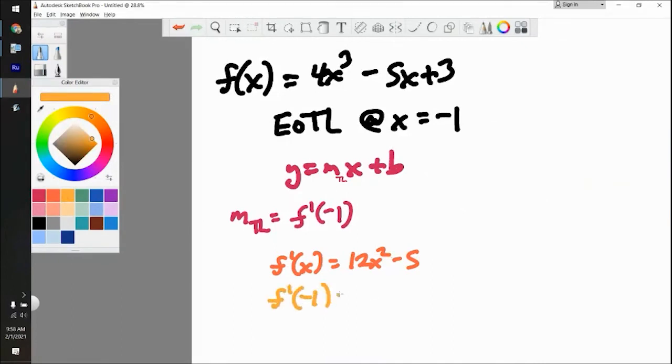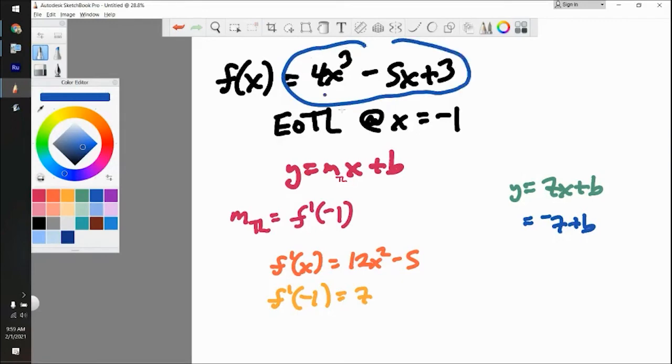So you're going to get 12 minus 5. So you're going to get 7, which is the slope he had. So that means we have y is equal to 7x plus b. Now, I always do it in slope-intercept form because it's the hardest one to set up. It's not complicated, but compared to the other ones, it's harder. So you're going to get negative 7 plus b. If you plug negative 1 into the original function, you get negative 4 plus 5 is 1 plus 3 is 4. And then add 7 to the other side, you get b is equal to 11. So your final answer is this right here.